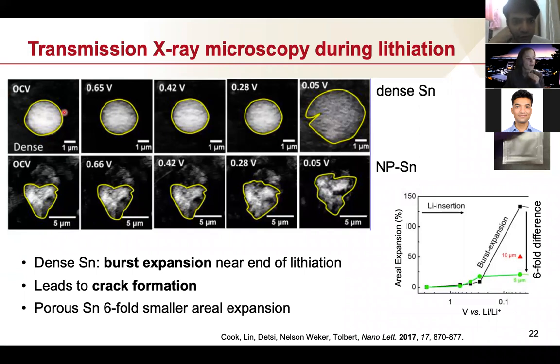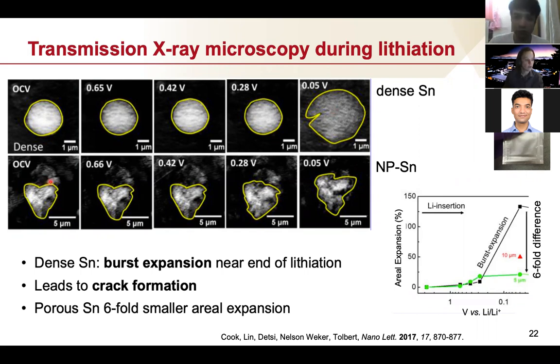Yeah, so the first row is a dense particle of tin. The second row is the nanoporous tin. This is during lithiation. I've circled the outside of the particles just to give you a better visual of what's happening with the shape. And you can see the dense tin doesn't change at all until the very end. And that's actually very similar to what we saw in the germanium. We weren't seeing much change at the beginning, and then suddenly cracks start to form. And so then there's this burst expansion near the end. It explodes into something much larger, and cracks form.